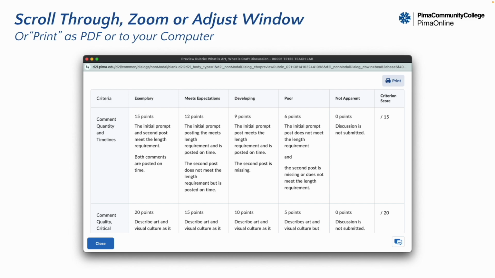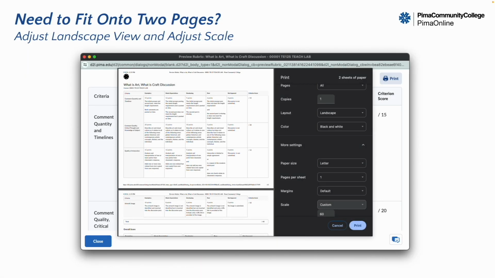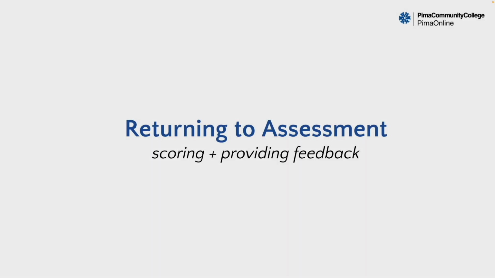As this opens up, you can scroll through it, you can zoom in or zoom out, or you can adjust your window. I often like to just print it to my computer and get a PDF of it. So there's the print button in the upper right-hand corner. When we click print, we can either print to our computer or we can print to a PDF. What I tend to do is set these as landscape, and then I reduce the scale so that as much of it fits on a page as possible.